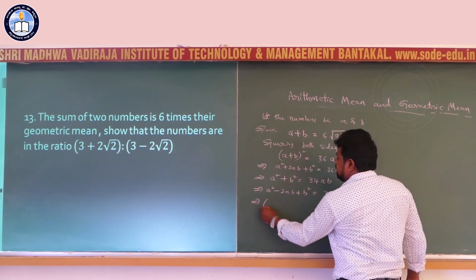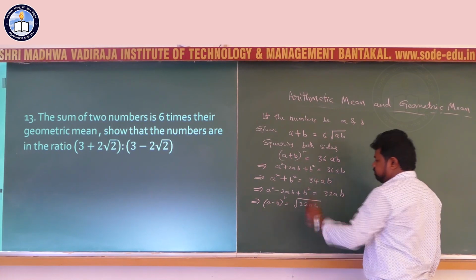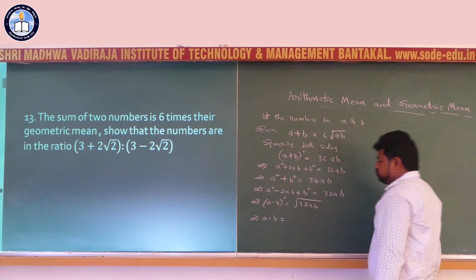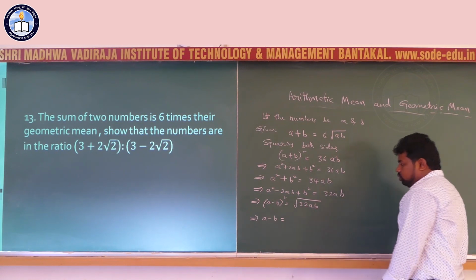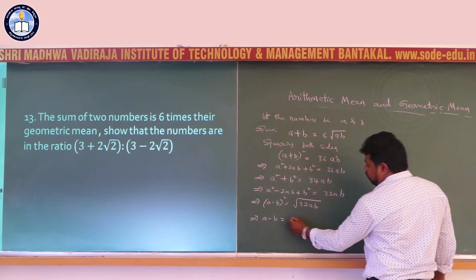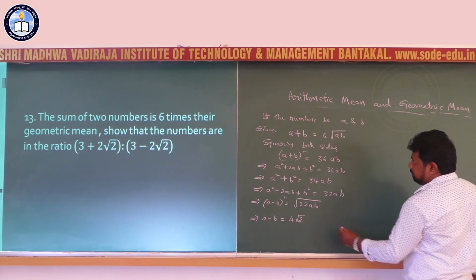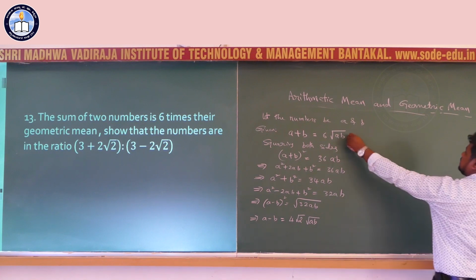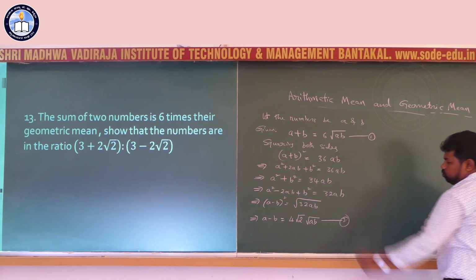It implies A minus B whole square equal to 32AB. It implies A minus B equal to square root of 32AB. It can be written as 16 into 2, take 16 outside, 4 root 2 into square root of AB. Call this equation as 2. A plus B equal to 6 into root AB, call it as equation 1.